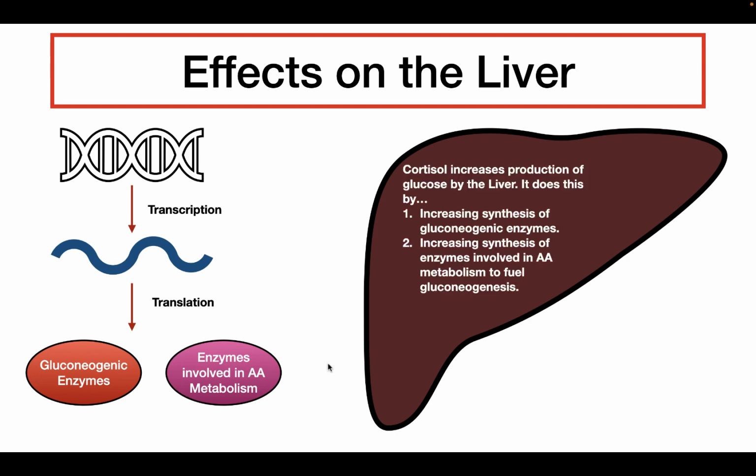So the effect of cortisol is that it's going to increase the production of glucose by the liver. And it does this by first increasing the synthesis of gluconeogenic enzymes, and secondly, by increasing the synthesis of enzymes involved in amino acid metabolism, which are used to fuel gluconeogenesis. So one of the effects of cortisol is to increase the production of glucose by the liver.